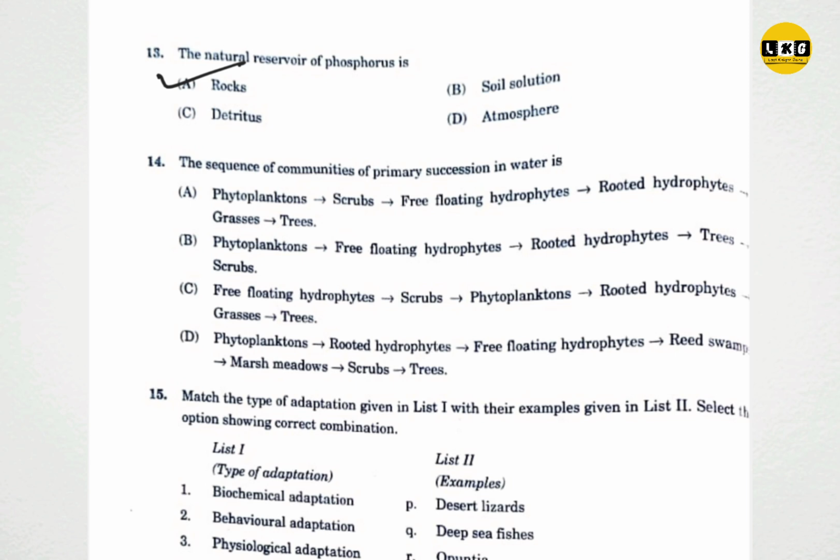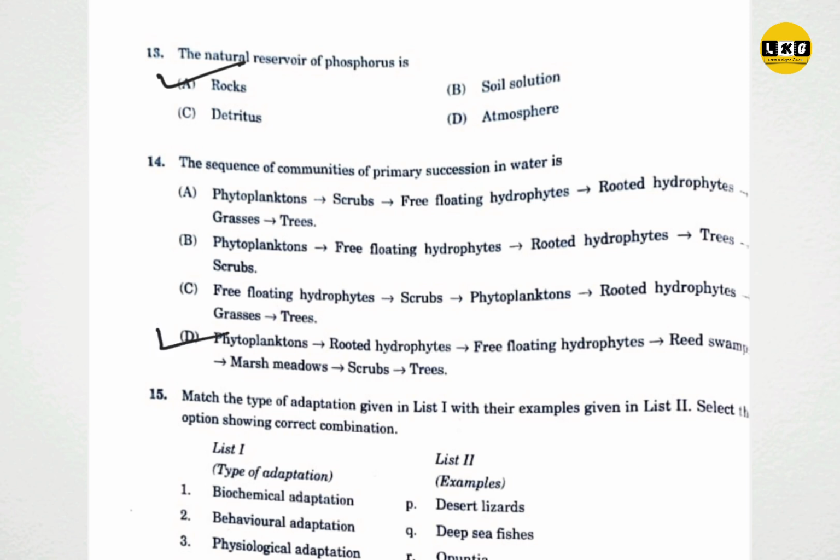Next, the sequence of communities of primary succession in water is, so primary succession in the water begins with phytoplanktons, that is aquatic plants, then rooted hydrophytes, then free floating hydrophytes, then swamps, marsh meadows, scrubs, and then trees. So here option D is the correct one.